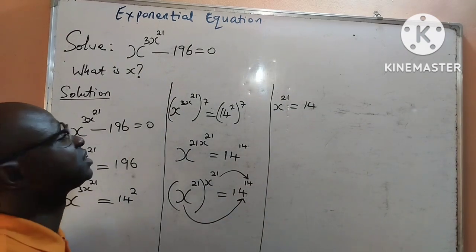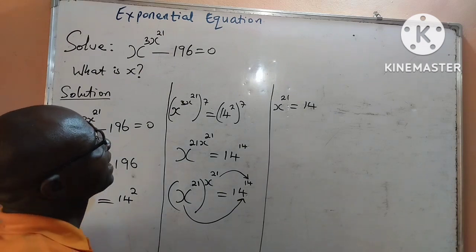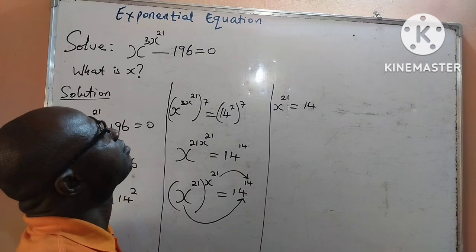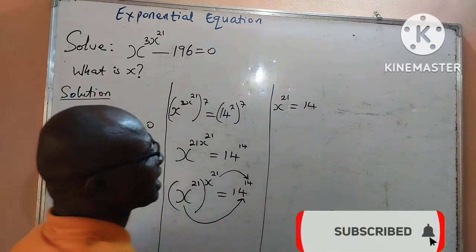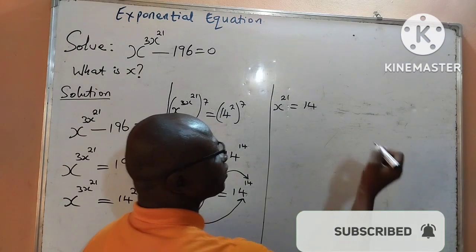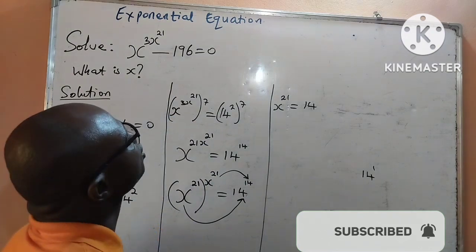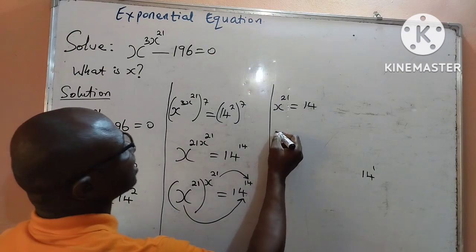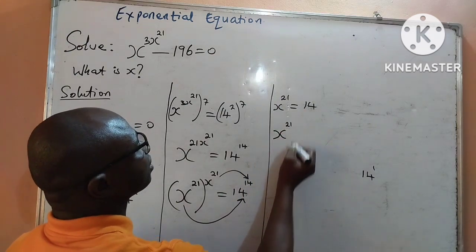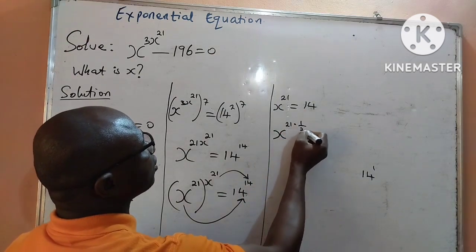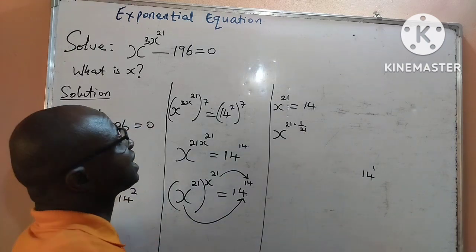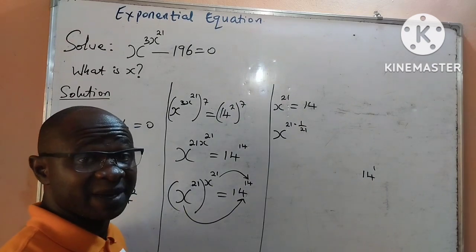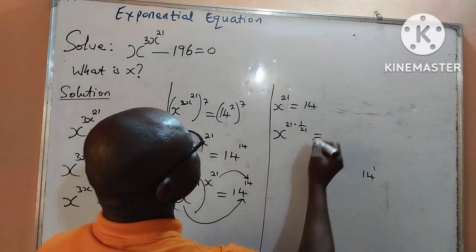Now, I want to remove this 21 because my interest is to get the value of x, not the value of x to any power. That means I can multiply the exponents. Actually, 14 is the same thing as 14 to the power 1. So I'm going to multiply the exponents by 1 over 21. I shall now write x to the power of 21 multiplied by 1 all over 21. The idea is to cancel out the power 21, which is the exponent of x on the left hand side. And I will do the same thing to the right hand side.